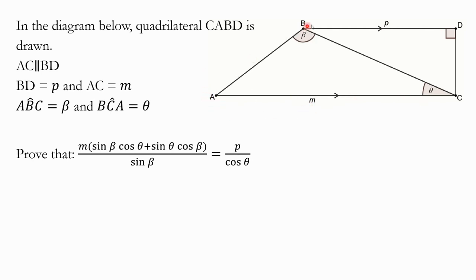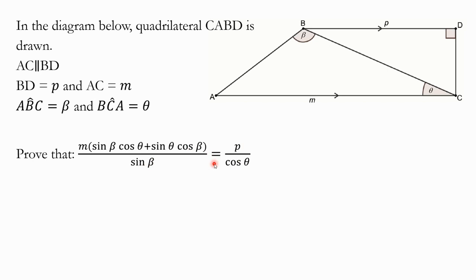Then angle ABC is equal to beta, not theta, beta. And then angle BCA is equal to theta. Prove that M times (sine beta cos theta plus sine theta cos beta) over sine beta is equal to P over cos theta. So we need to prove this.